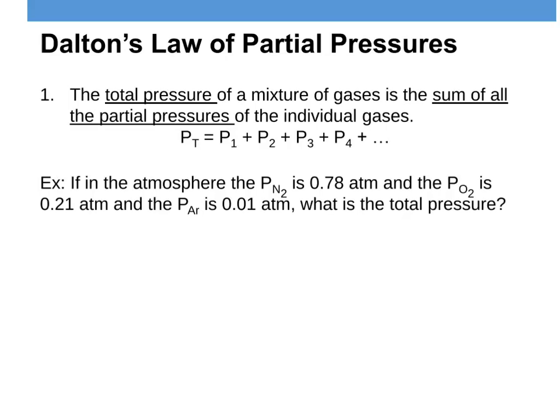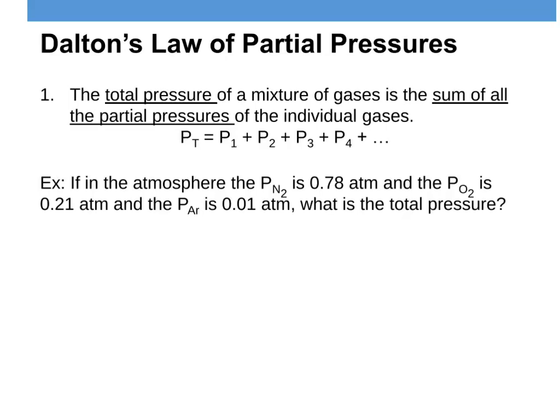So here are some mathematical questions relating those topics. For the first one, if I want to look at just the total pressure of a mixture of gases, it's the sum of all the partial pressures. In this example, if in the atmosphere the partial pressure of nitrogen is 0.78 atmospheres, the partial pressure of oxygen is 0.21 atmospheres, and the partial pressure of argon is 0.01 atmospheres, what is the total pressure?